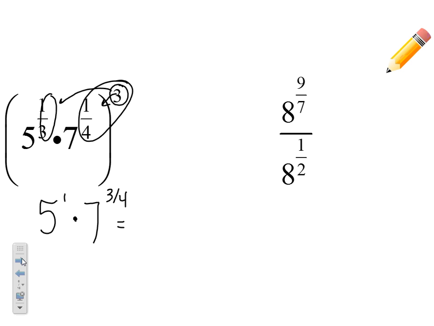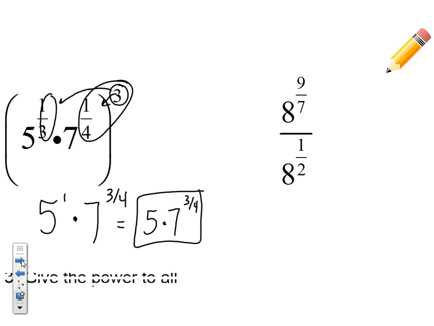No, you cannot multiply the 5 times the 7 and make that a 35. That's a 7 to the 3/4 power. Okay, that's not your regular standard 7 there. So 5 times 7 to the 3/4 power is my final answer. Let's summarize that square right away here. What did we do? We remembered to give the power to everything. And if it already had a power, we had to multiply them, just like the rule says.